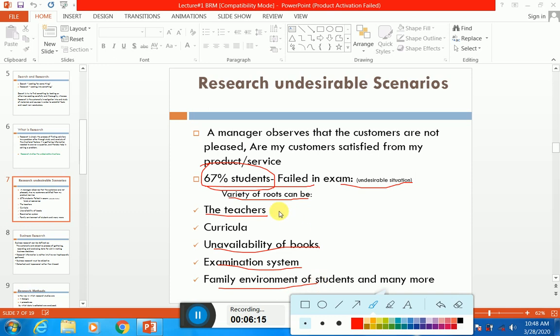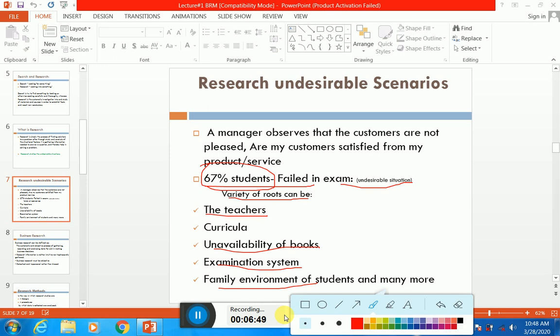Now, all these are some unfavorable, undesirable situations. Here, we need to do research. Why do we need to do research? Because we know that 67% majority of the students failed the exam. Now we have to dig out why 67% majority of the students failed the exam, and these can be the different reasons. There can be more reasons as well, but I have mentioned a few just to make your idea clear.